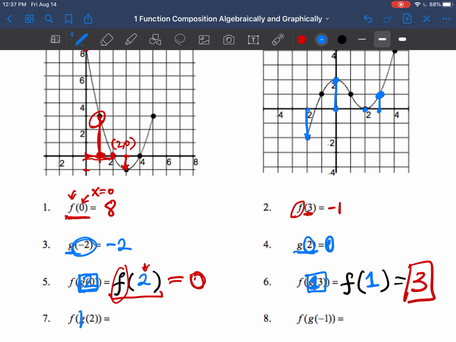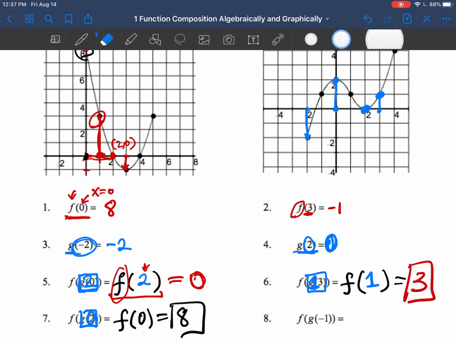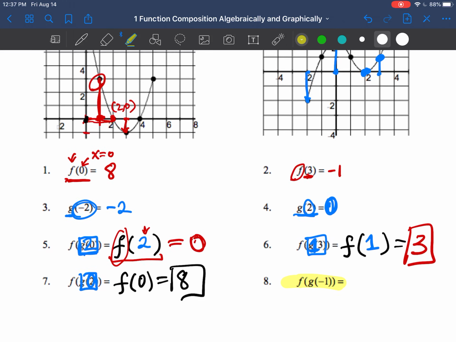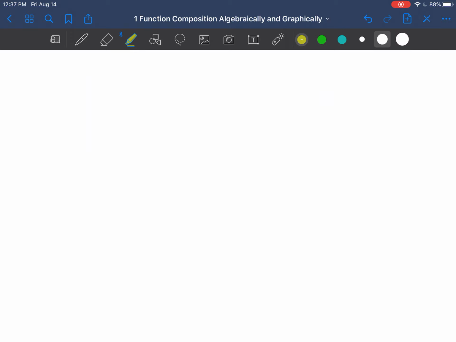For this next one, number 7, we need to figure out what g of 2 is. g of 2 is 0, as we wrote down here. And so this problem amounts to figuring out f of 0, which is 8. I'm going to leave this last one for you to do. Don't forget to check the answer key.